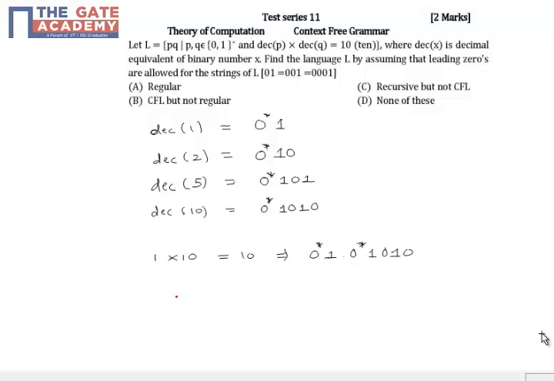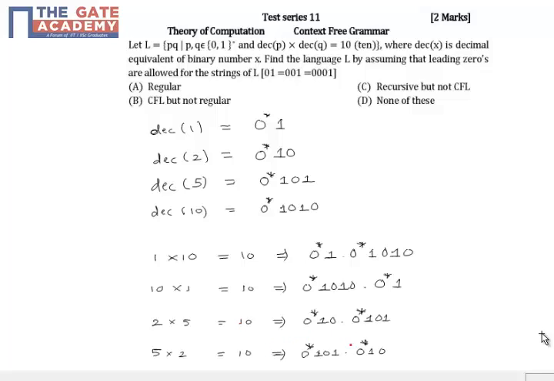Similarly, when we have 10 multiplied by 1, the string becomes the binary representation of 10 followed by the binary representation of 1. Similarly, for 2 and 5. And these are the only 4 strings that are accepted by the language L because these are the only combinations where the product of P and Q would be 10.